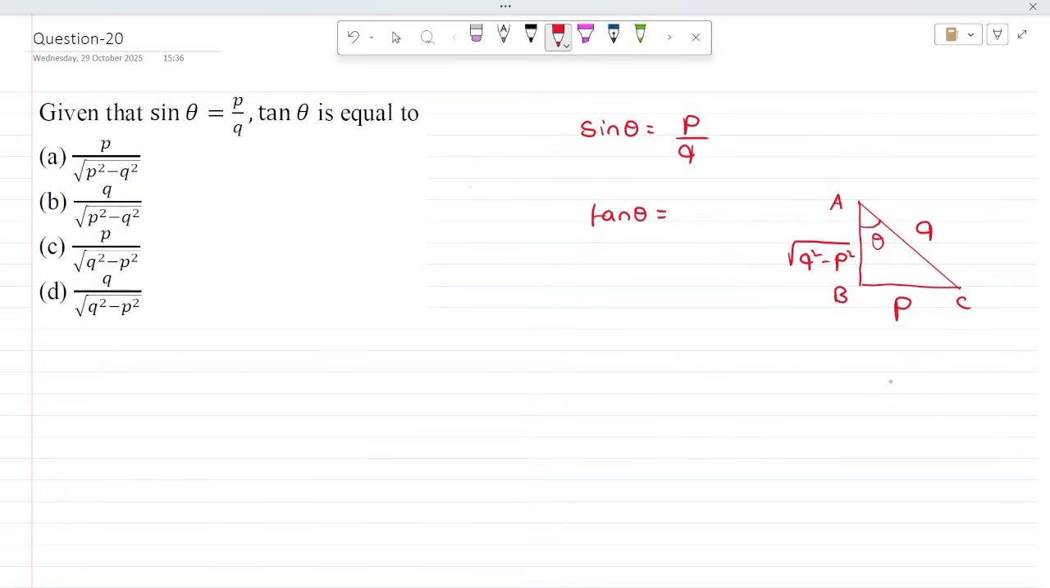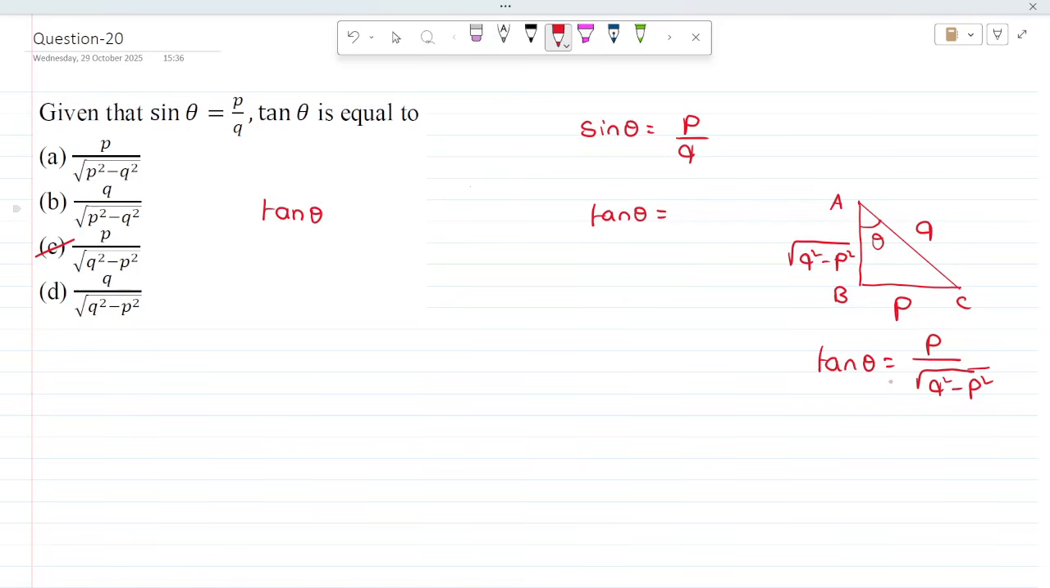Understand? So, from here, what is tan theta? Opposite side by adjacent side. Very good. So, P by root of Q square minus P square. That's it. Is it clear for everybody? So, what is the answer? Correct answer: P by root of Q square minus P square. See, easy, right?